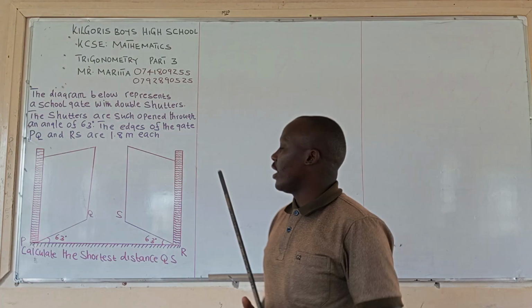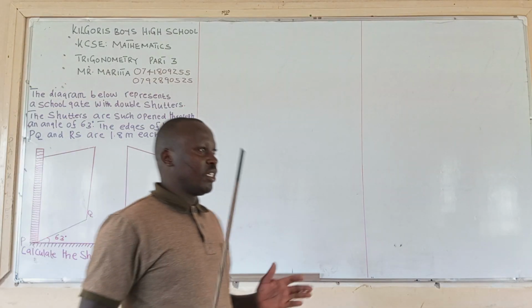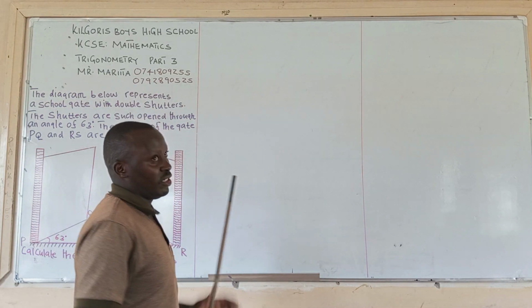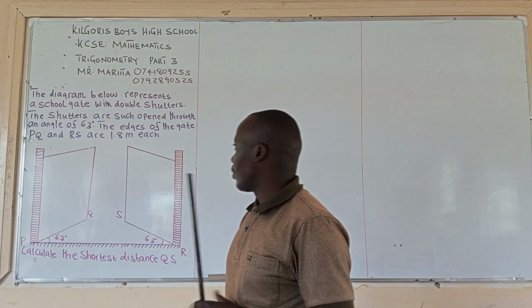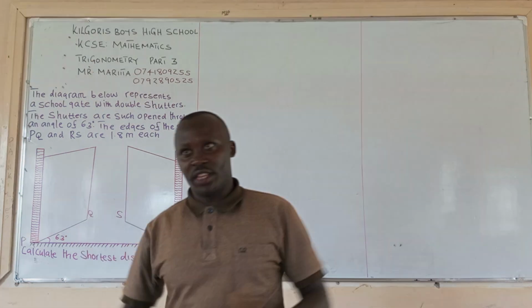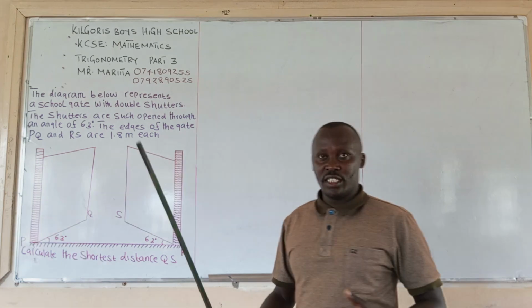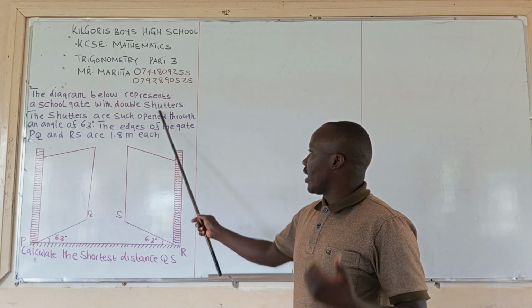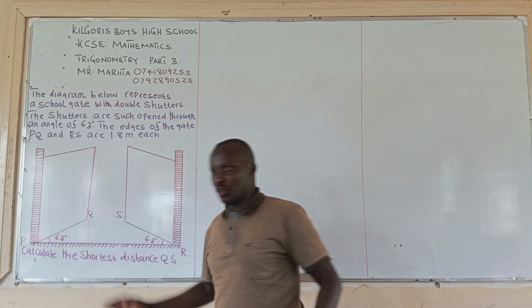Today we are looking at KCSE mathematics revision, and our topic is trigonometry. We want to look at the questions which come from the shutters of the gate. The diagram below represents a school gate with double shutters. We have double shutters, this one and this one here.